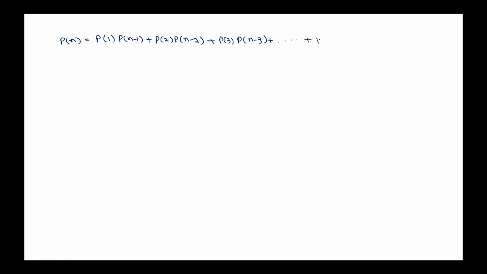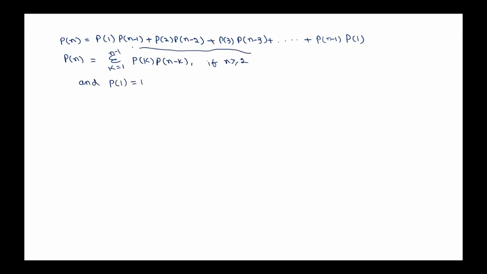Here, what rules did I use? The sum and product rules of combinatorics. Is that correct? Yes, sir. So P of n, can we write it as the sum over k equal to 1 to n minus 1 of Pk Pn minus k, if n is greater than or equal to 2, and P of 1 we can take as 1. Is that correct?